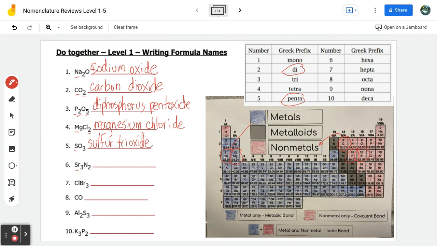Strontium. Strontium is in the metal section. So instead of tristrontium, it's just strontium. And instead of dinitride, it's just nitride. Chlorine is right here. It is a nonmetal. So instead of chlorine bromide, it's going to be chlorine tribromide.